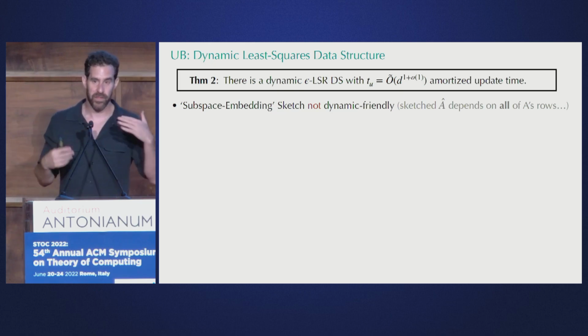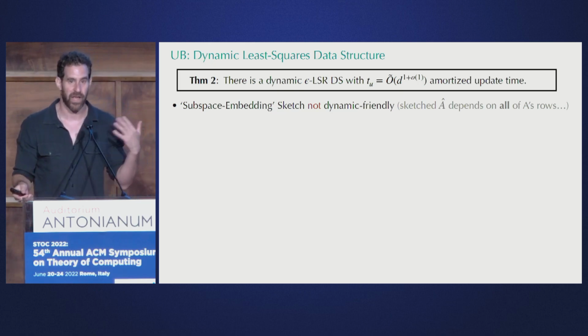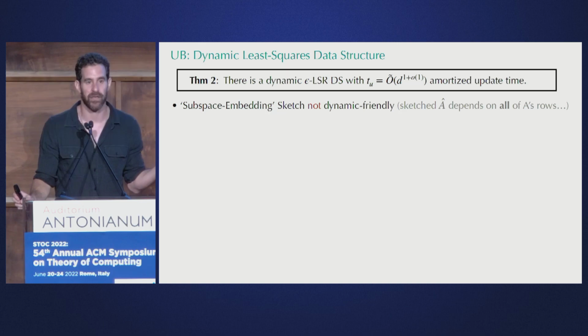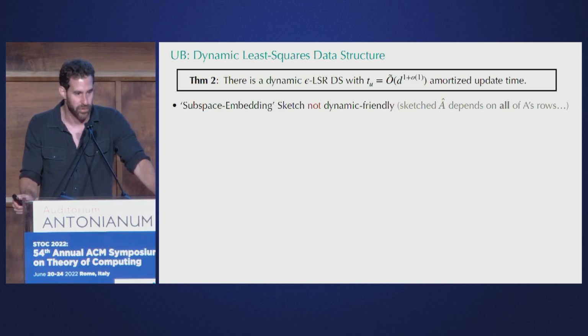I mean, this new row of A hat depends on average on half of the rows of the original A. So this would bring us back to d squared update time because it's d over 2 rows in expectation, each of which costs d time to produce. So the real problem here is that the sketching-based solution based on the JL sketch is just not dynamic friendly.